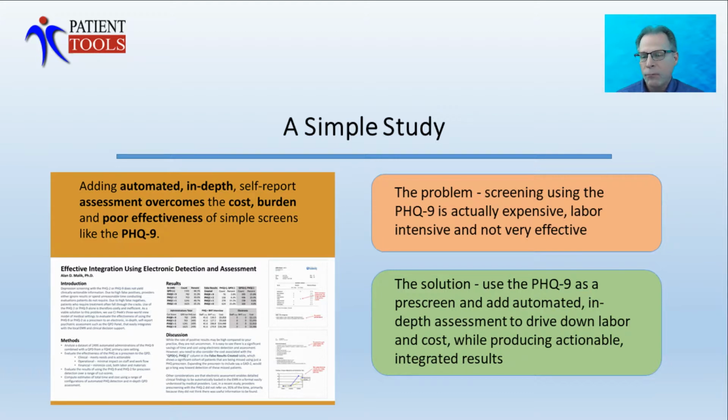Getting down to it, the problem here is that when you actually do the analysis, the PHQ-9 is very expensive in the overall scheme of things. It's labor intensive and not all that effective unless you're using it properly, which most people don't. The big solution that the study is going to show us is to use the PHQ-9 as a pre-screen, and then add in some sort of automated in-depth assessment. In this particular case, we're going to be using a tool called the QPD, the Quick Psychodiagnostic Panel. It's really a psychological workup intended to be used in medical settings.